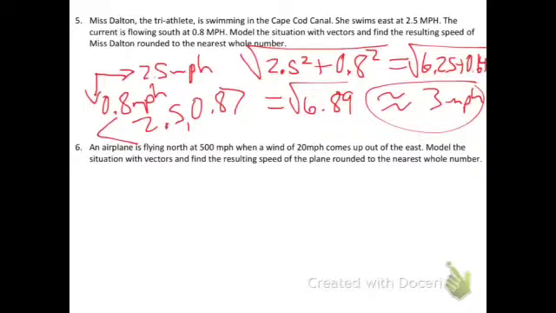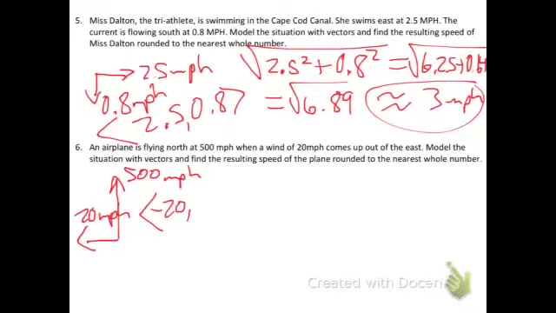Anyway, on the next one, you have a plane flying north at 500 miles an hour. But the wind is coming up out of the east. So if it's coming from the east, that means it's heading west at 20 miles per hour. And those two components there help us get our vector. Our vector would be negative 20, 500. And use that to help us get our resulting speed.